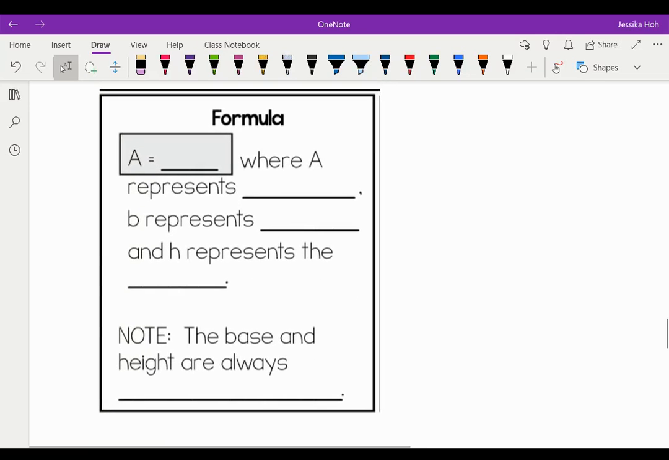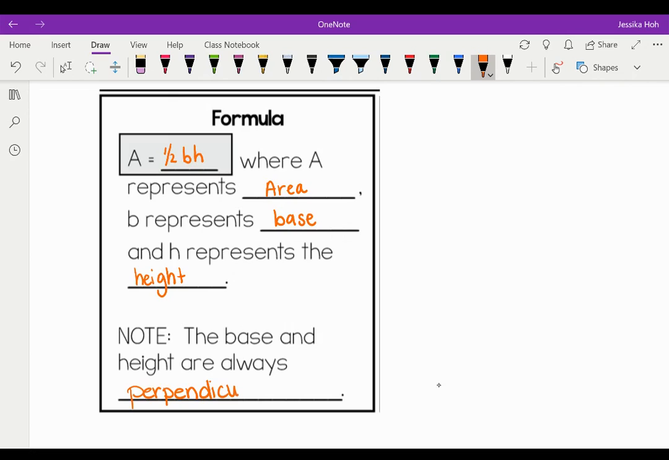So our formula for a triangle's area is 1/2 of base times height, where A represents area, B represents base, and H represents height. A little side note is the base and the height are always perpendicular. Remember, that means that the sides meet, or it can simply just be like that.